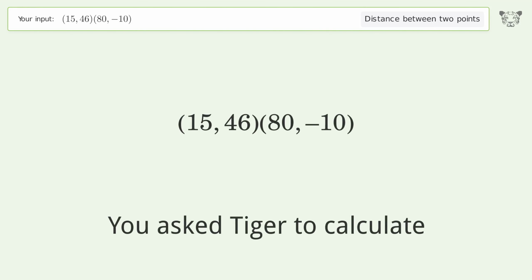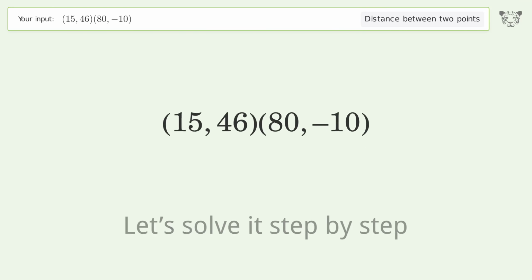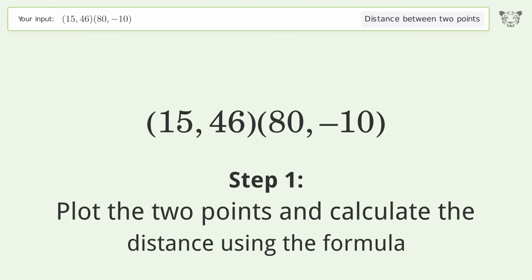You ask Tiger to calculate. This deals with the distance between 2 points. The distance between the 2 points is the square root of 7,361, or 85.796. Let's solve it step by step. Plot the 2 points and calculate the distance using the formula.